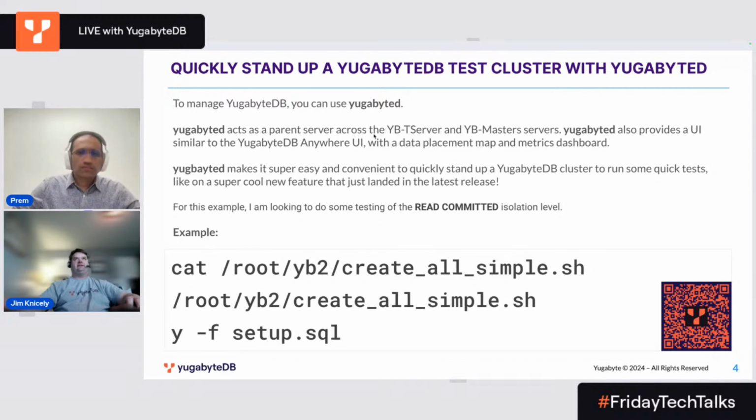The first tip is YugabyteD, a great tool that I use all of the time. It's our open source tool that's going to manage the T-Server and the master servers for you. So it makes standing up a cluster really easy, especially if you want to test a new version of Yugabyte and try out features. For instance, for this tip, I'm going to be testing read committed, right? It's a new isolation level.